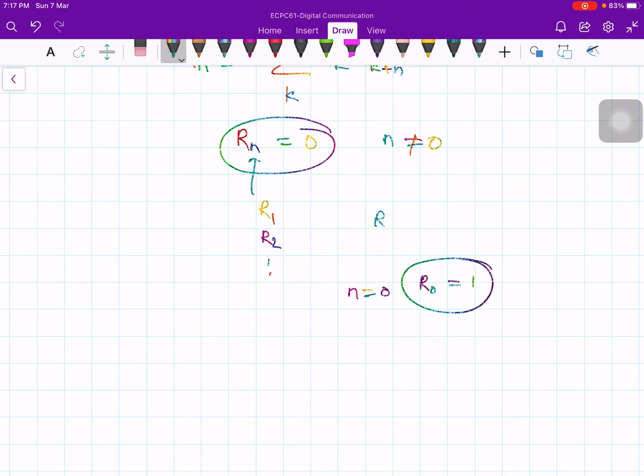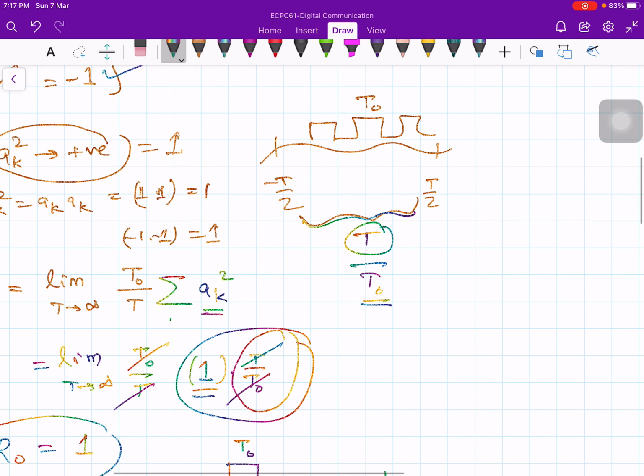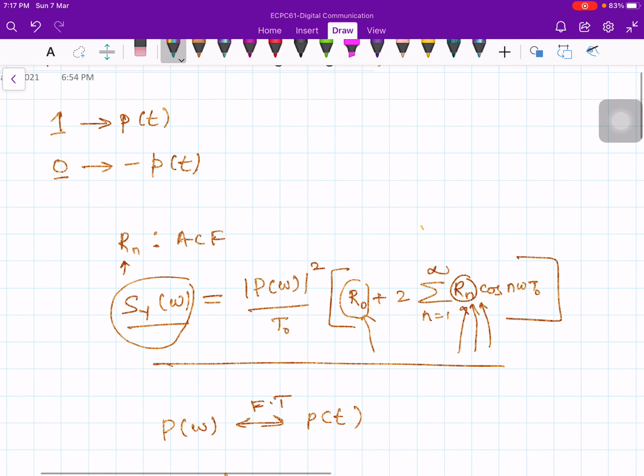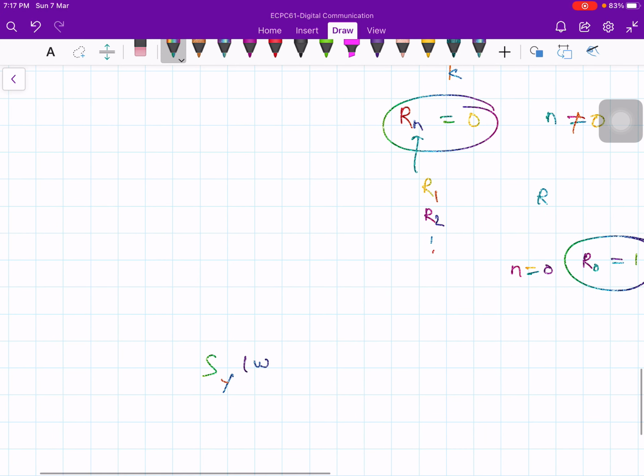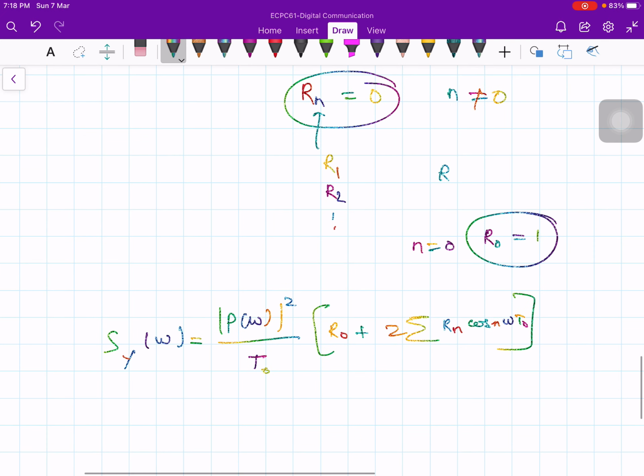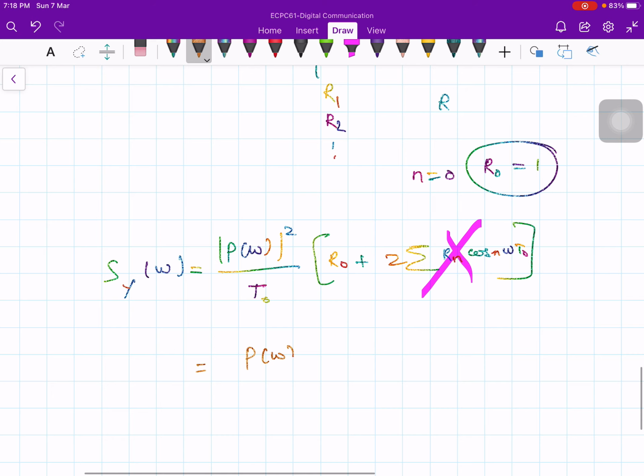Which means the second term, that is the summation term appearing in the power spectrum expression, can be ignored. If you look at the power spectrum expression, this term can be ignored. You can consider only the first term alone. Therefore your output spectrum Sy of omega is equal to P of omega mod squared divided by T naught multiplied by R naught plus 2 times summation of Rn cos n omega T naught. This is the expression. Since Rn is 0, you can neglect the second term and consider only the first term. So this is going to be P of omega mod square over T naught times R naught. What is R naught? R naught is 1.